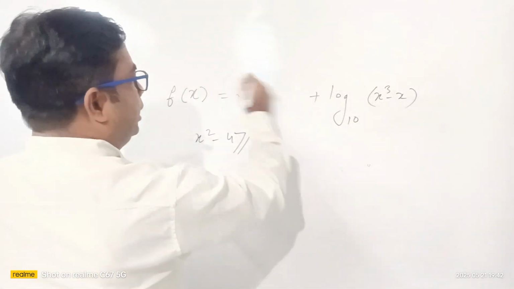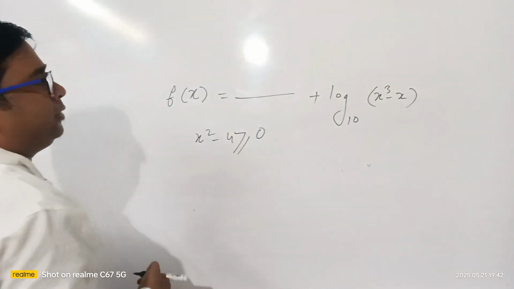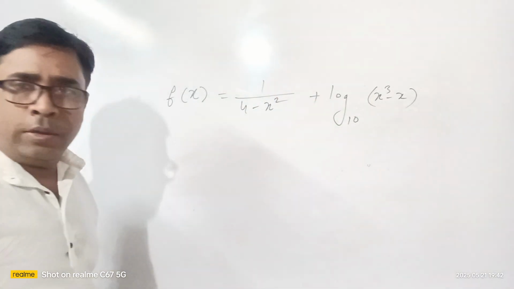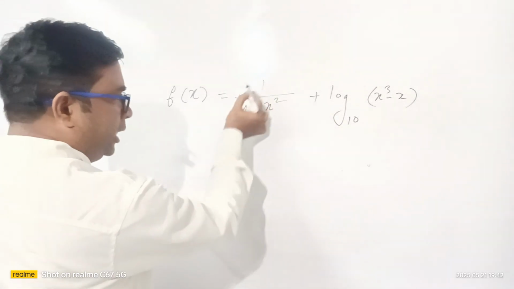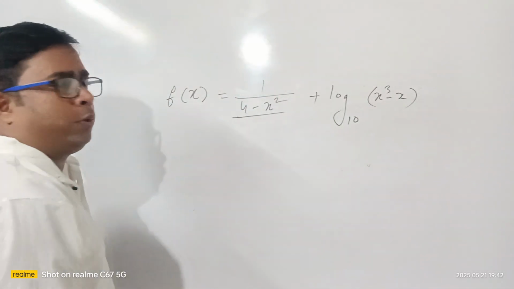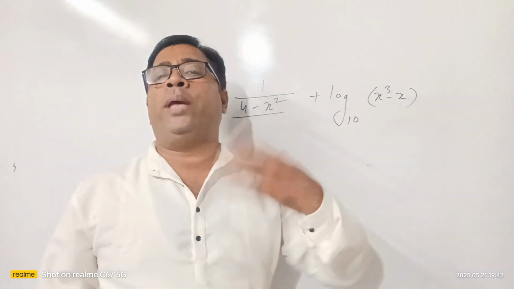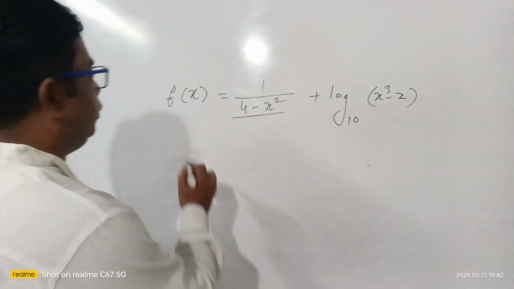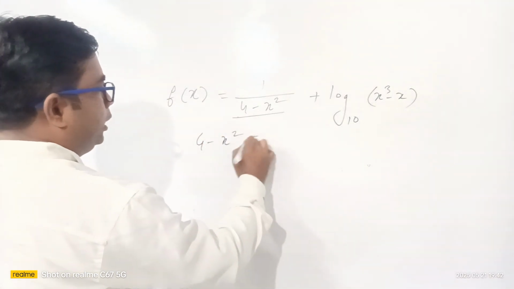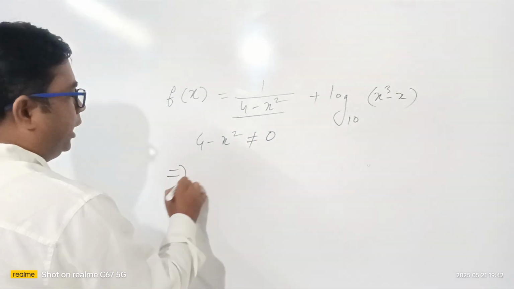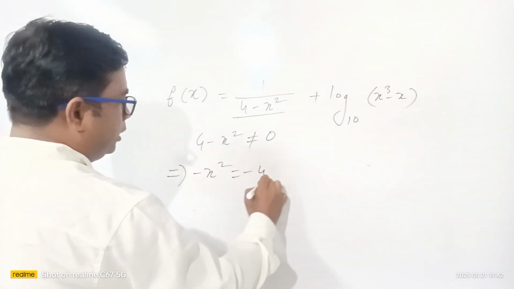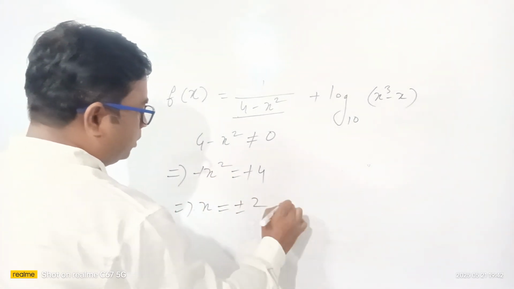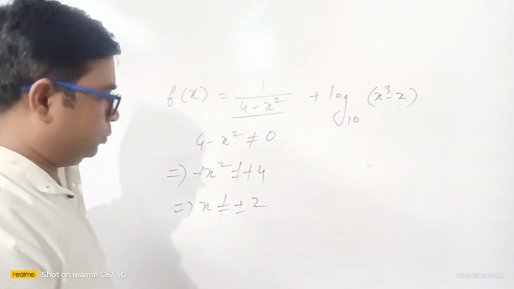Okay, so let us do one thing. Because we have already done these types of sums in the previous part, let us write 4 minus x square. Since this is a reciprocal function, this cannot be equal to 0, because if it is 0, it will be undefined. So let us take 4 minus x square not equal to 0. So the possible values of x are: x is not equal to plus minus 2.